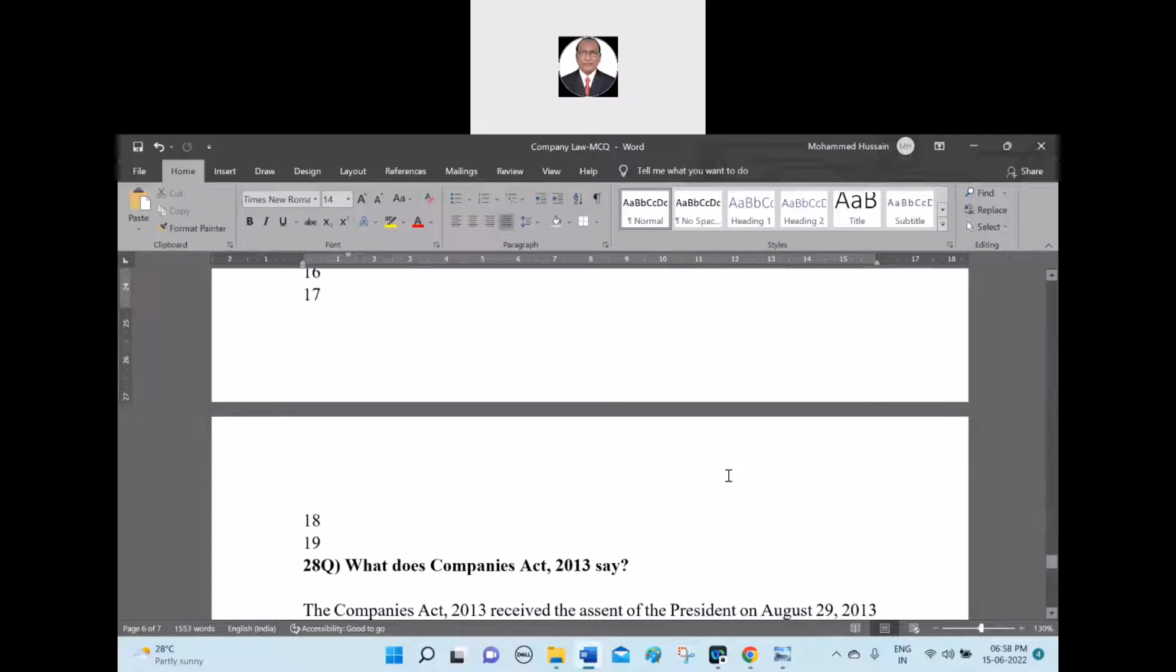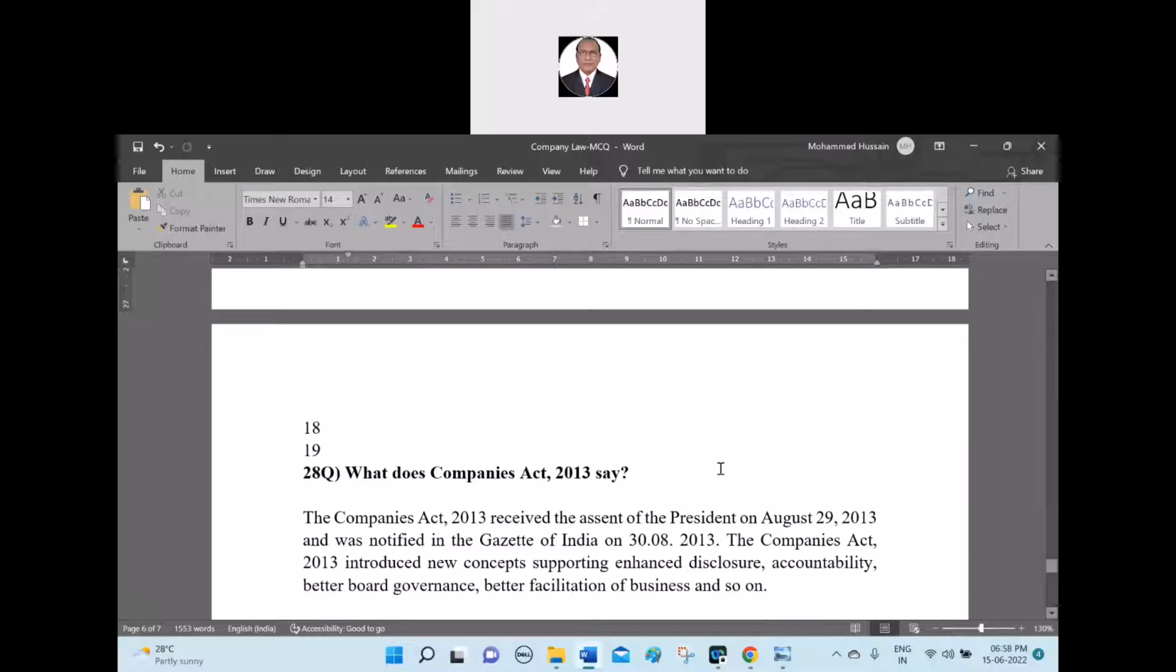Yes, sir. Good. Now, supplementary question: what does the Companies Act 2013 say? Suppose you are asked what the Companies Act actually says. The Companies Act received the assent of the Parliament and the President. They may ask supplementary questions like this also. The President's assent was on August 29, 2013, and it was notified in the Gazette on 30th August 2013. The Companies Act 2013 introduced new concepts supporting enhanced disclosure, accountability, better board governance, better facilitation of business and so on.